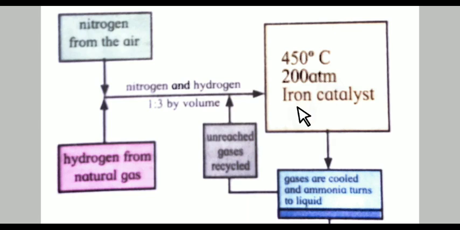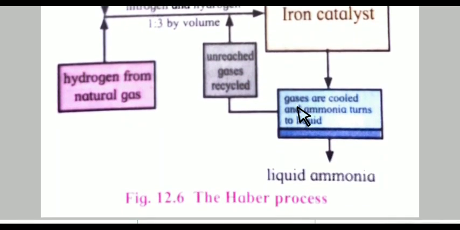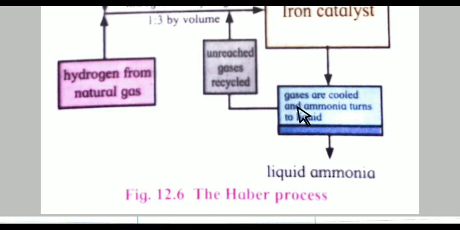Ammonia gas is formed, and when the gas is cooled, ammonia turns into liquid, so liquid ammonia is formed. So it is the Haber process. When we take nitrogen and hydrogen gas in 1:3 volume, the temperature is 450 degree Kelvin, pressure is 200 atmosphere, catalyst is iron. Ammonia gas is formed, which is cooled and turns into a liquid, meaning liquid ammonia is formed. It is the Haber process.